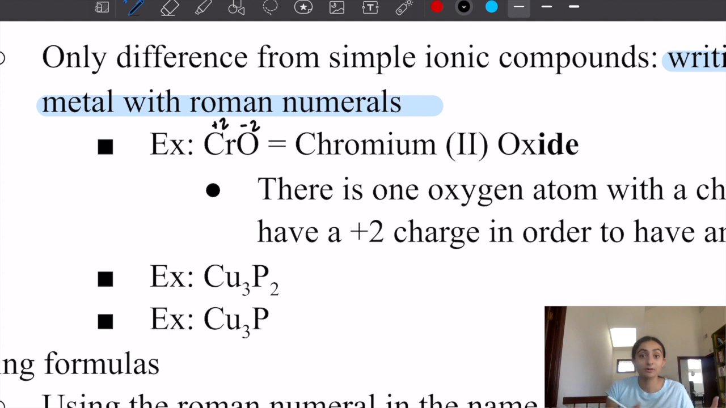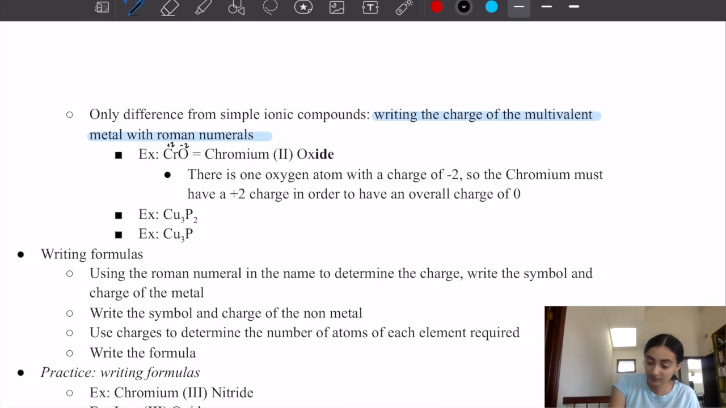If there was a different number of oxygens, that would change things, because then I would need to multiply the charge by the subscript and then figure out from there, based on if there are any subscripts for chromium or whatever, how many chromiums I would need. So that's just what I explained here, just in fewer words. There's one oxygen atom with a charge of -2. So the chromium must have a +2 charge in order to have an overall charge of 0.